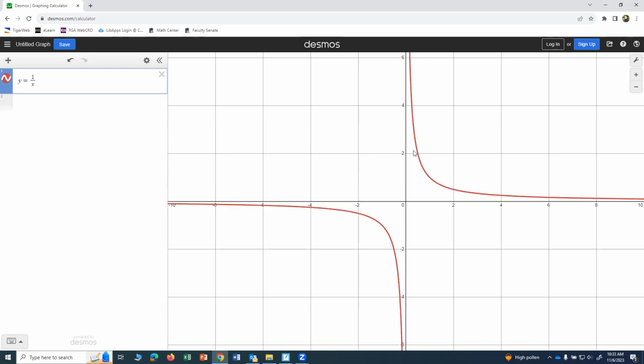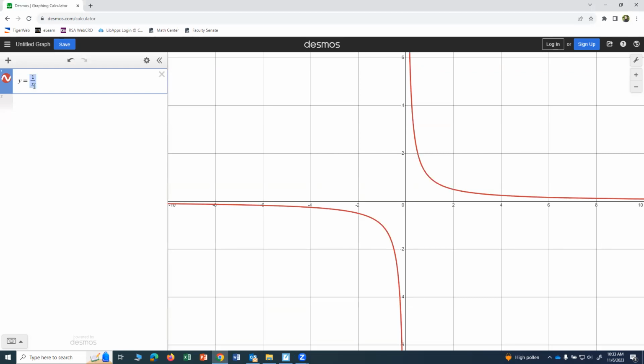So this is the basic shape of the graph of y equals 1 over x. Notice that x is never equal to 0 because that would make my denominator 0. And we saw in a previous video that you cannot divide by 0. And so your denominator is never equal to 0. So your domain is defined by never letting your denominator equal 0.